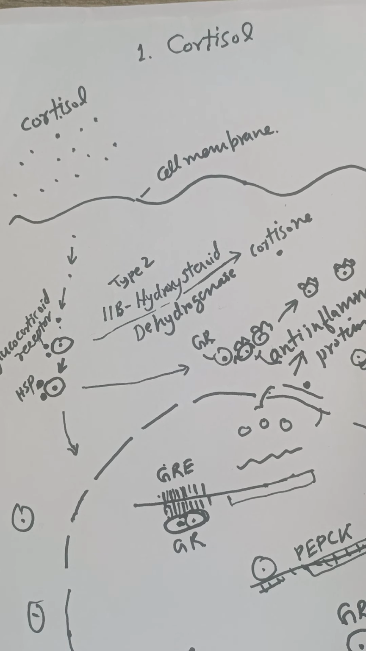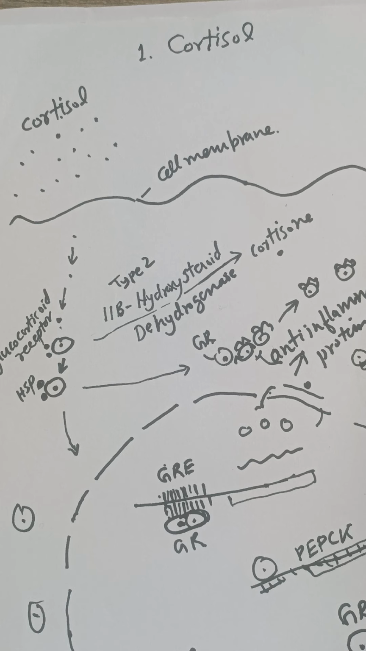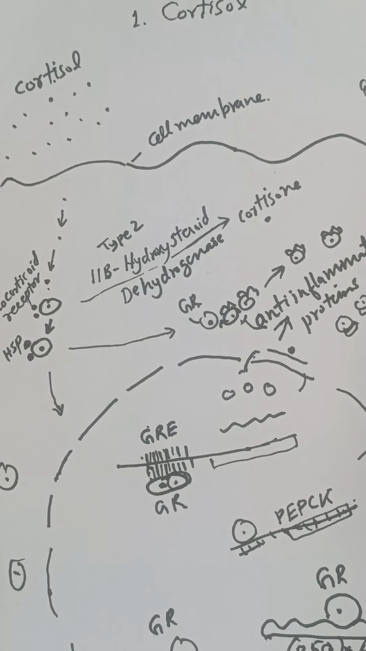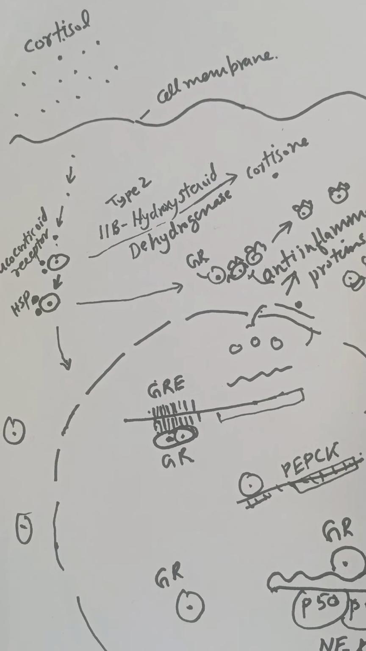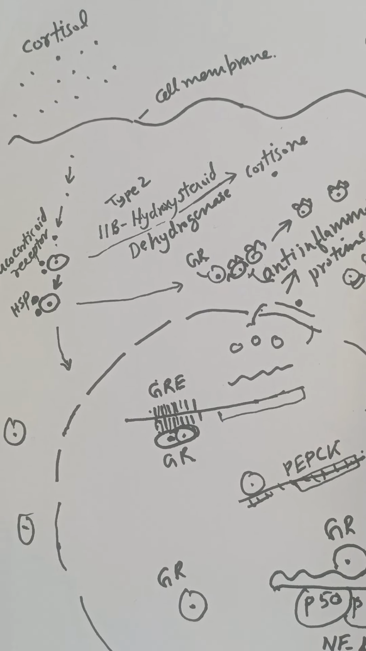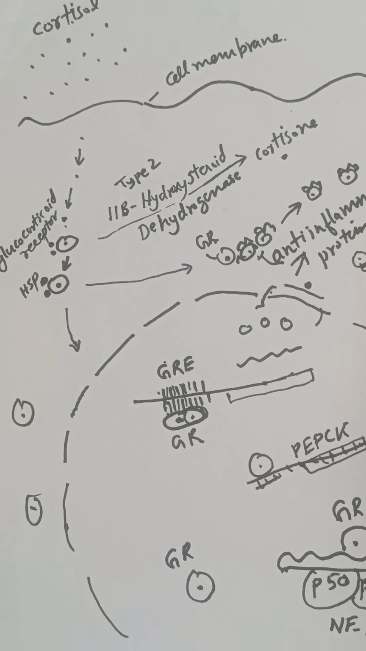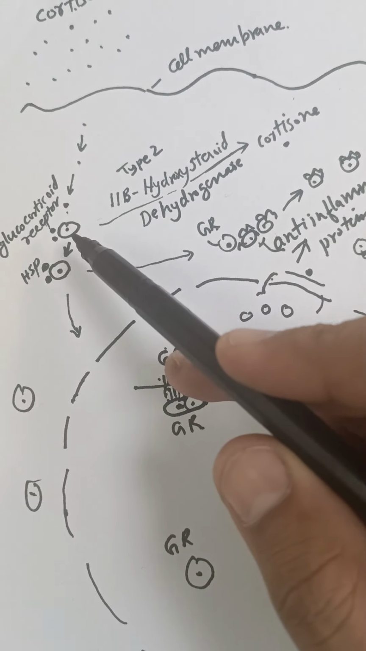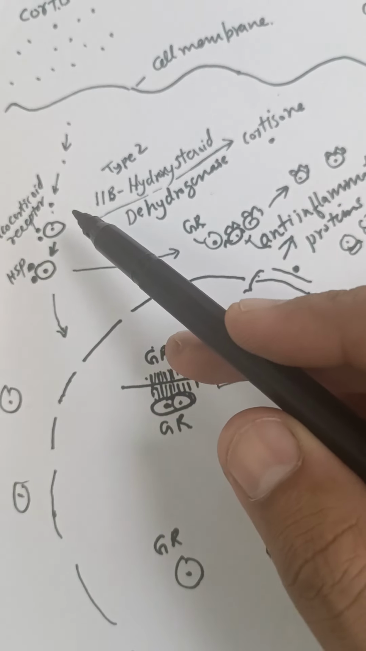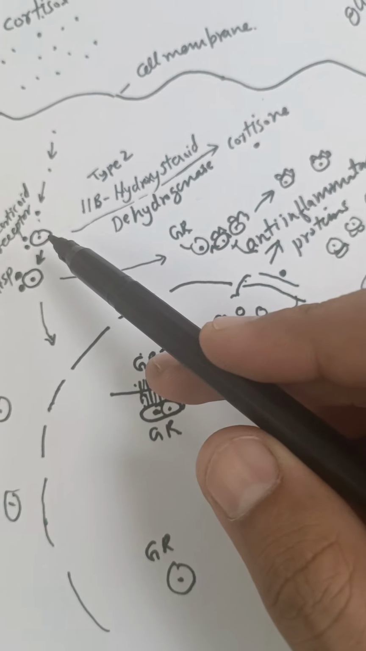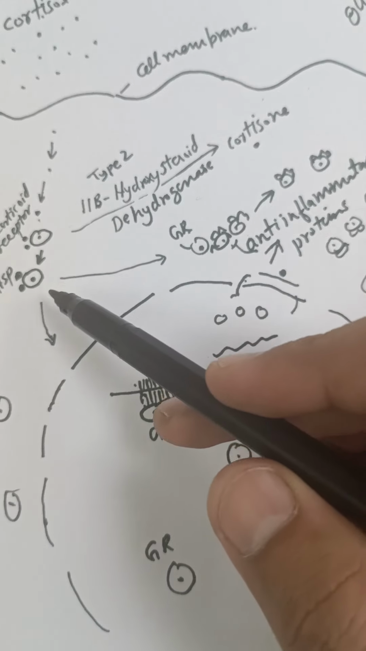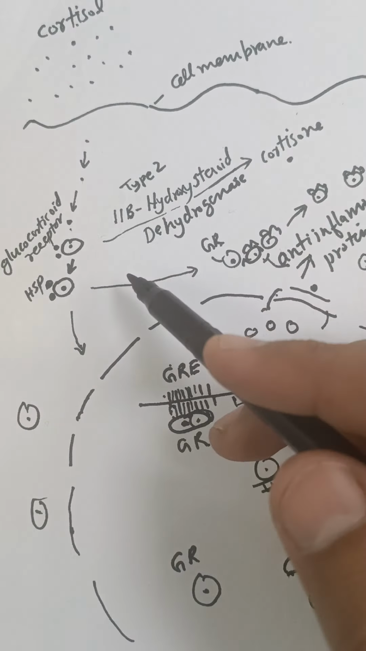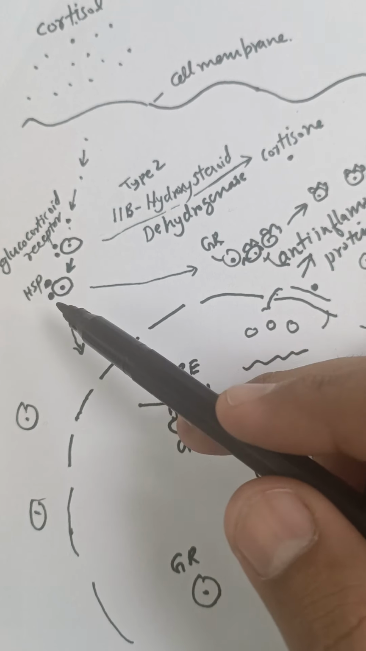Cortisol is secreted by adrenal glands in response to ACTH activation. After activation, the cortisol enters into the cell through the cell membrane and binds with its receptor, the glucocorticoid receptor. This glucocorticoid receptor is in inactive form, and when it binds with the cortisol, it is activated. In the inactive state, it is bound with heat shock proteins.